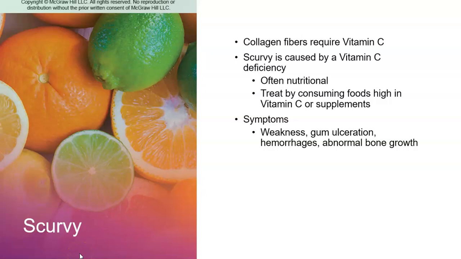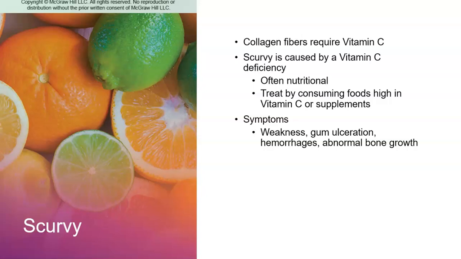A disorder associated with connective tissues, and specifically the collagen fibers, is scurvy. So vitamin C is required to produce collagen. So if you have a diet that is deficient in vitamin C, then you're not producing enough collagen fibers. Now remember, the collagen fibers are those strong ones, right? So what happens? Well, you have weakness, your gums begin to ulcerate and bleed, sometimes your teeth fall out. Hemorrhaging can result, abnormal bone growth, and capillaries that rupture very easily, leading to blood leaking out of those inside the body.